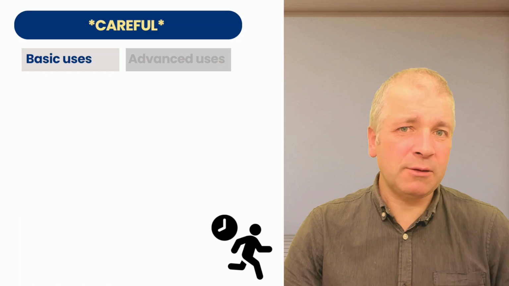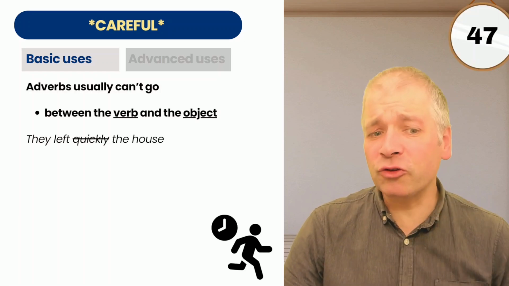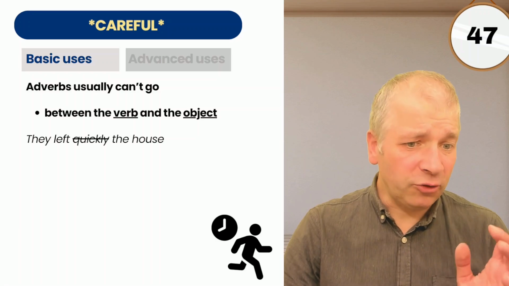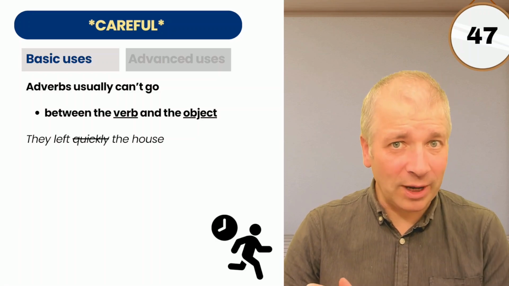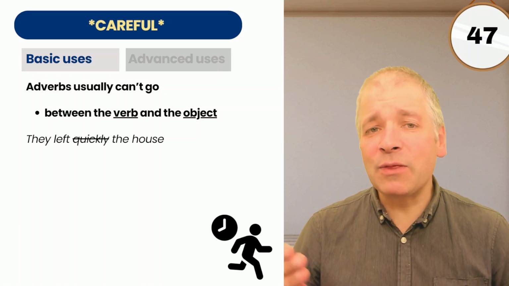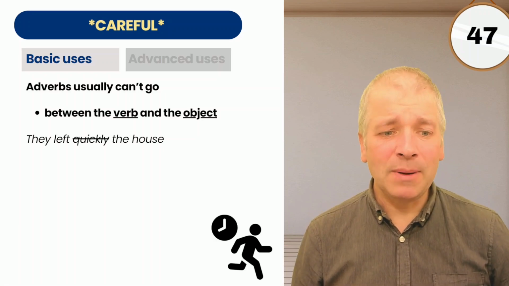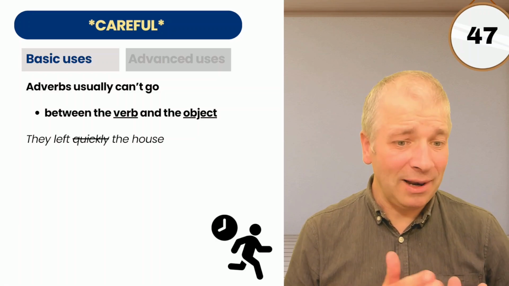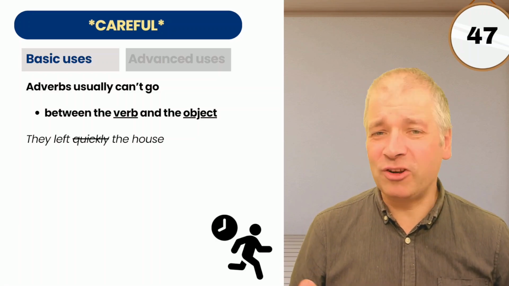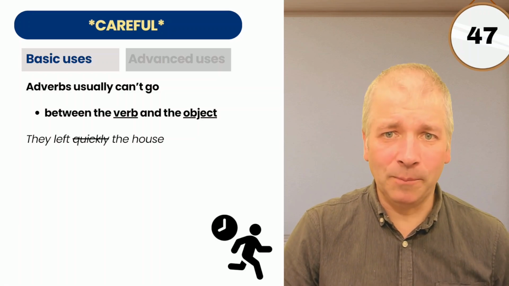Here are some things to be careful about, though. Adverbs usually can't go between the verb and the object. In the sentence here, they left quickly the house. Quickly cannot go in that position because it's between the verb left and the object, which is the house. Adverbs don't usually belong here.